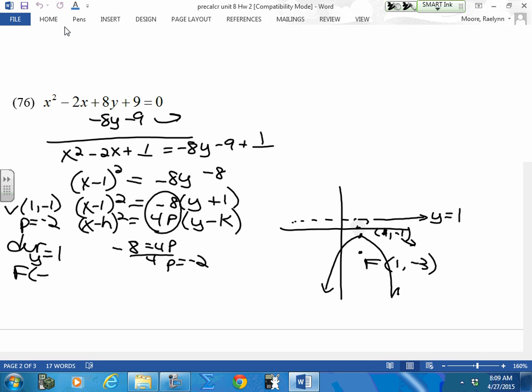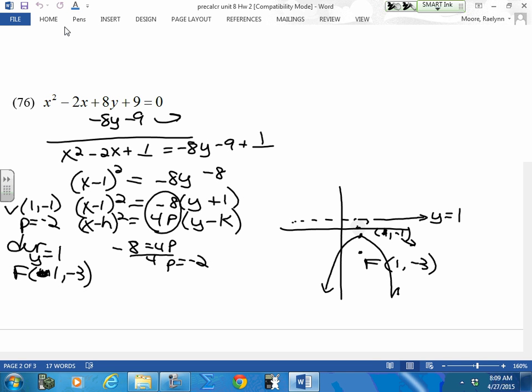Your focus is, whoops, 1, -3. You just move it down every time, whatever your P value is. But don't worry about whether P is negative or positive. The focus has to be inside the parabola, the directrix on the opposite side. So one's going to move in, one's going to move out. And if you go vertically, you change the y's.